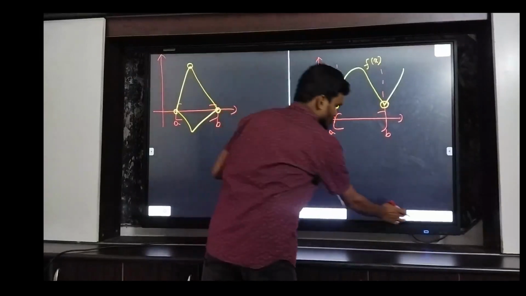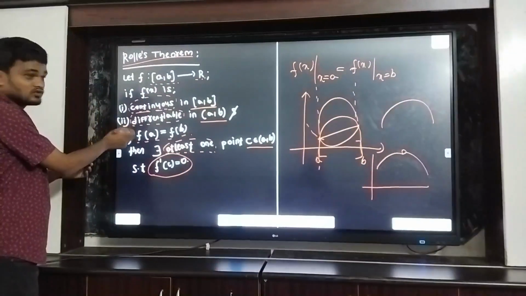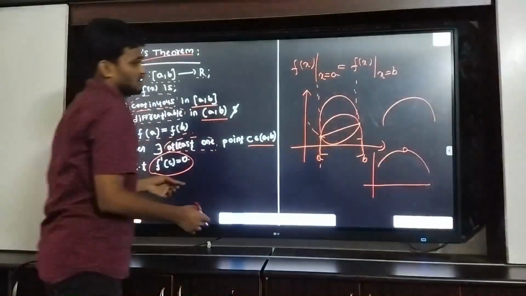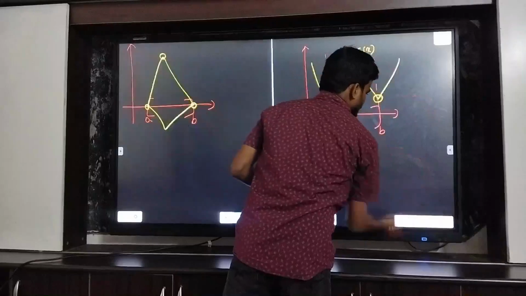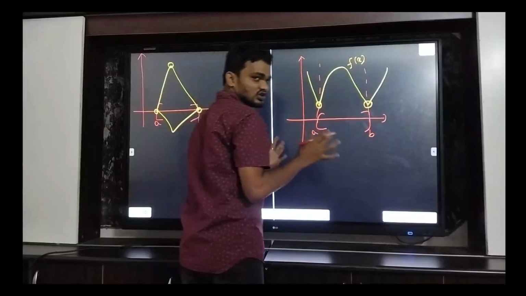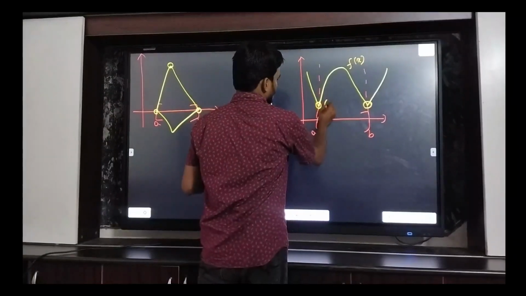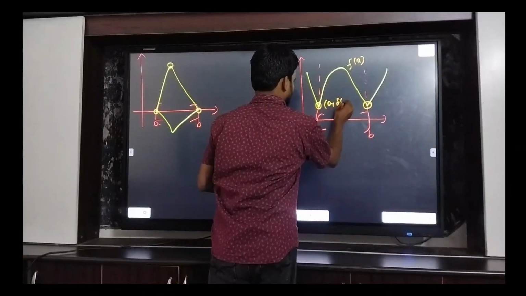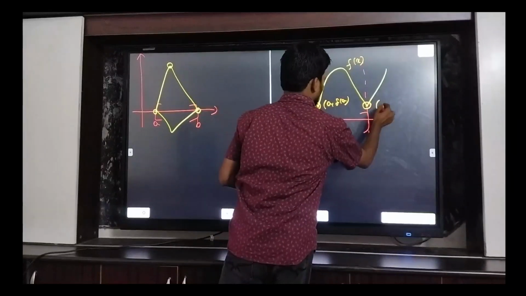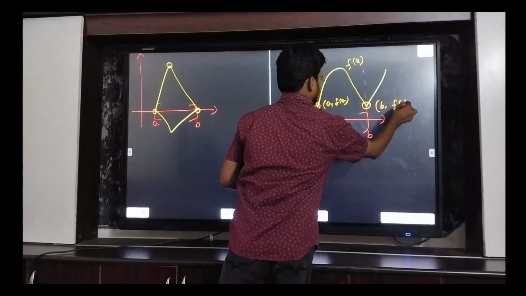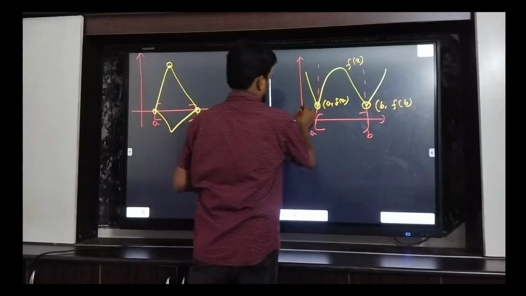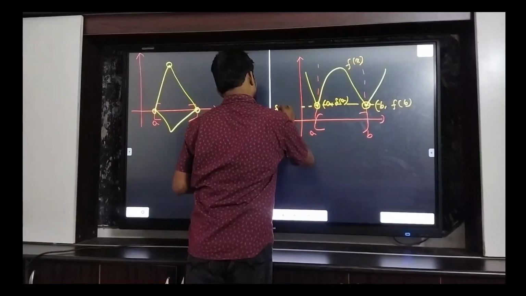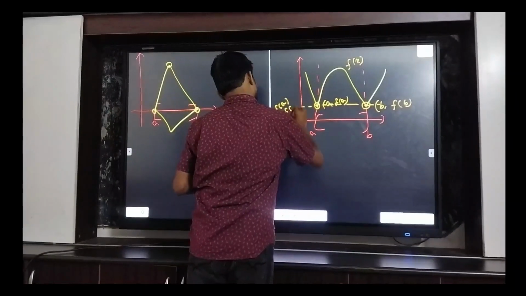Now understand what the third point is talking about. It is talking about the value of the function at the endpoints being equal. Here, let's observe the coordinates of this point. This is our (a, f(a)). This coordinate is our (b, f(b)). Clearly, f(a) is equal to f(b).